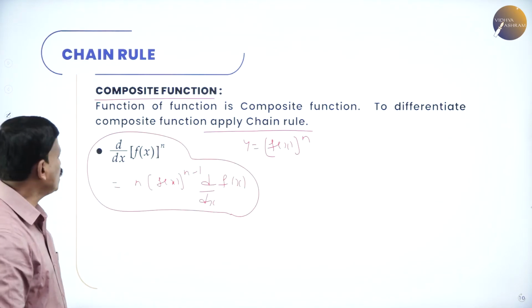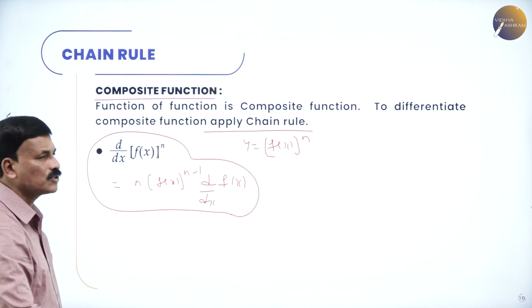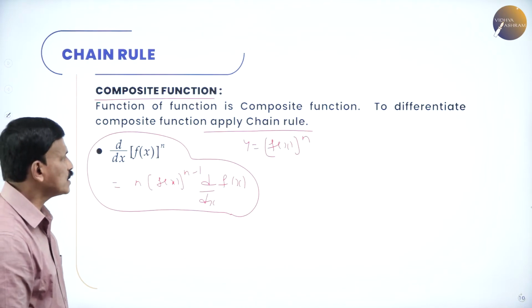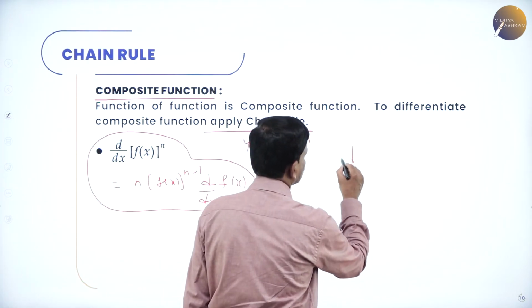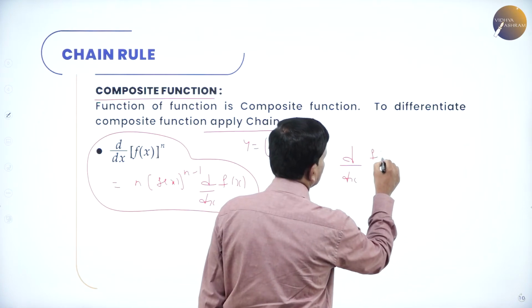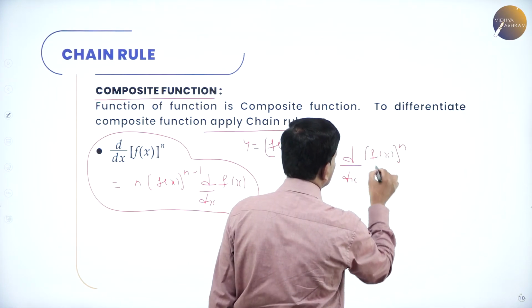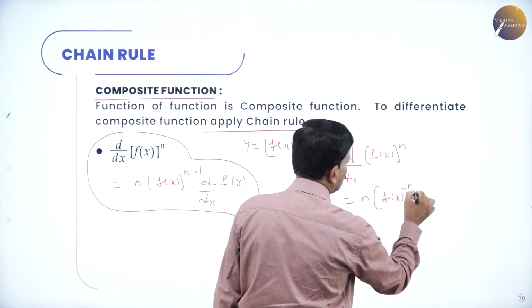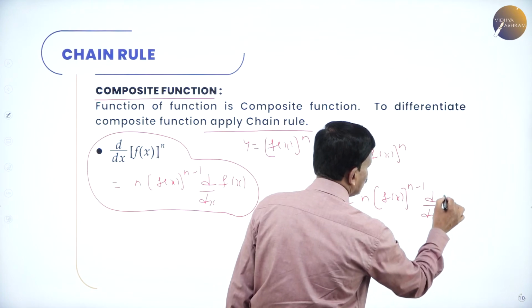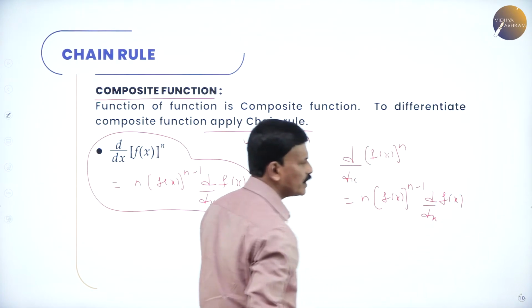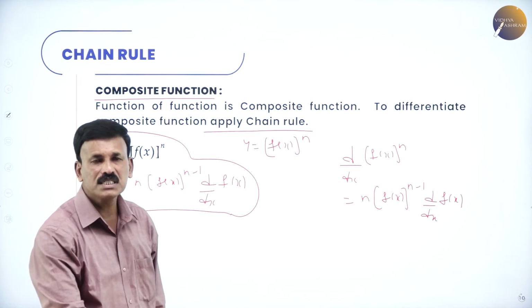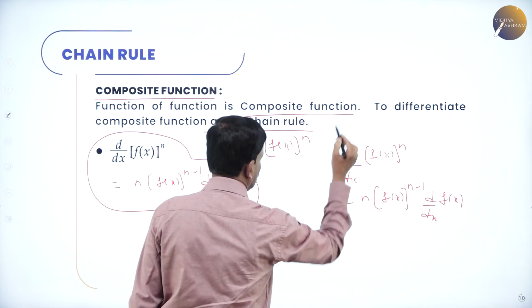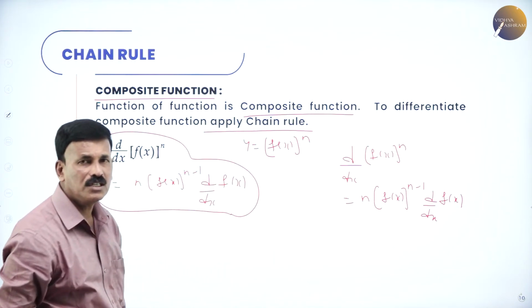d by dx, derivative of f of x to the power of n is equal to n into f of x to the power of n minus 1 into d by dx of f of x. That is, d by dx of f of x to the power of n is always equal to n into f of x to the power of n minus 1 into d by dx of that inside function f of x. So this is called derivative of a function of a function, that is called composite function. This can also be called the chain rule.